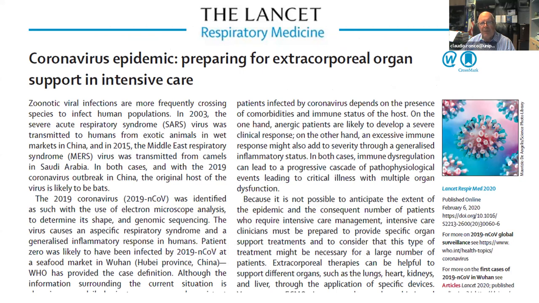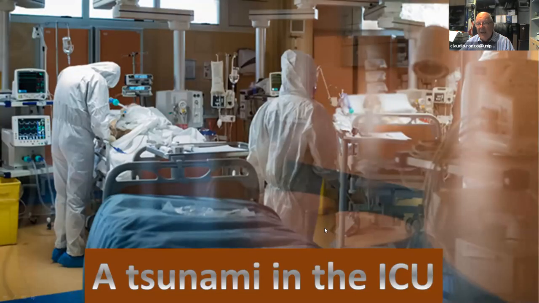And I said we should be prepared for extracorporeal organ support because it is not possible to anticipate the extent of the epidemic and the consequent number of patients who require intensive care management. And then a tsunami came to the ICU, and you must have seen on television, in different media, how much in the hospital we had to modify the structure in order to accommodate several patients who required mechanical ventilation and ICU admission.